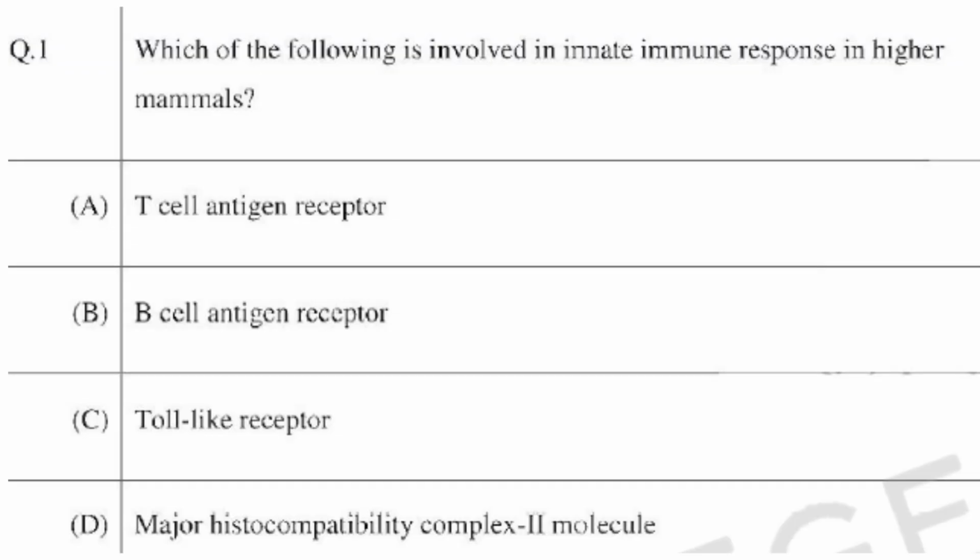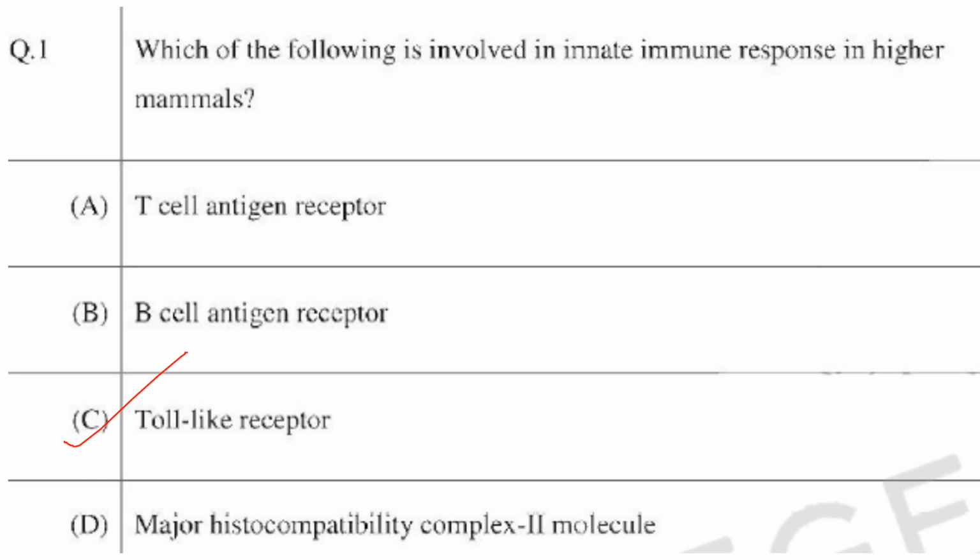Coming to the first question, which of the following is involved in innate immune response in higher mammals? T cell, B cell, antigen receptor, they are involved in adaptive immunity, not innate immunity. Then toll-like receptors are innate immune responses. Because they recognize pathogen-associated molecular patterns or PAMPs, or damage-associated molecular patterns, that is DAMPs.